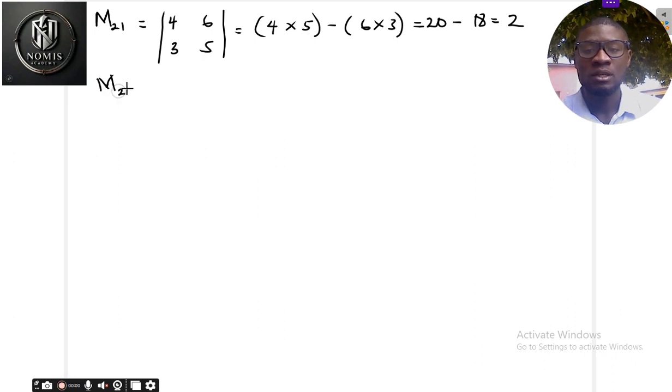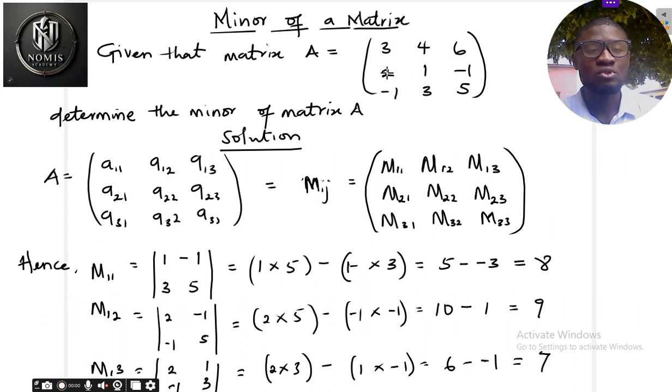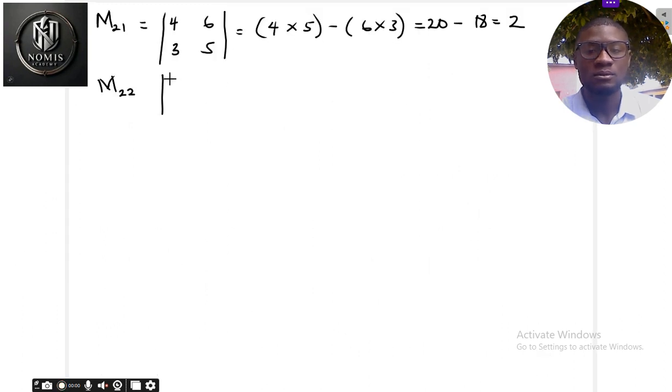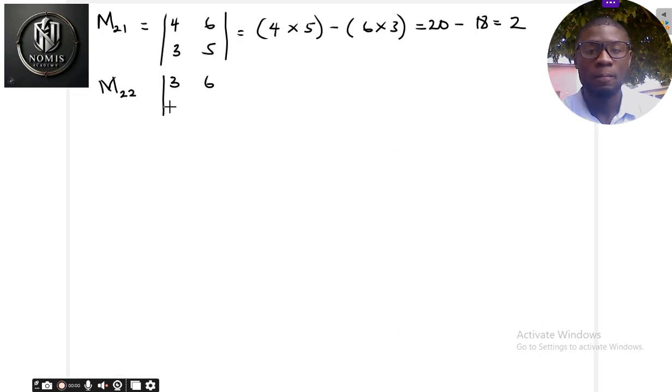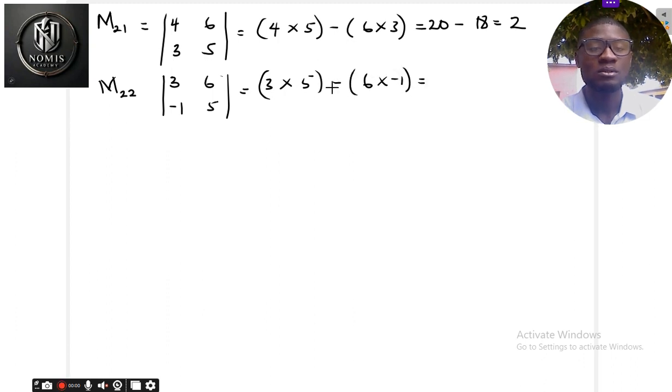Then M22. This row is deleted and this column is deleted. We are left with 3, 6, minus 1, 5. Find the determinant of that. 3 times 5 minus open bracket 6 times minus 1. 3 times 5 gives 15, minus 6 times minus 1 gives us minus minus 6. So minus minus 6 gives us plus 6. So 15 plus 6 gives us 21.